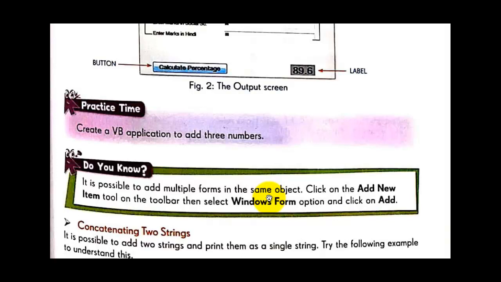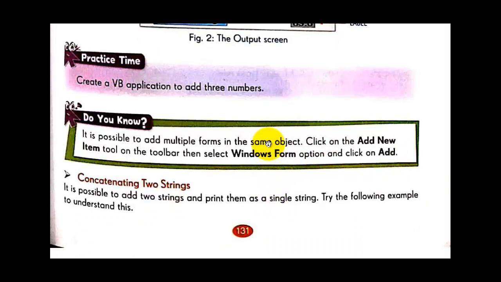Now it is possible to add multiple forms in the same project. It is also possible to add multiple forms in the same project. Just click on the add new item tool on the toolbar, then select the Windows Form option and click add. That's it. Okay.